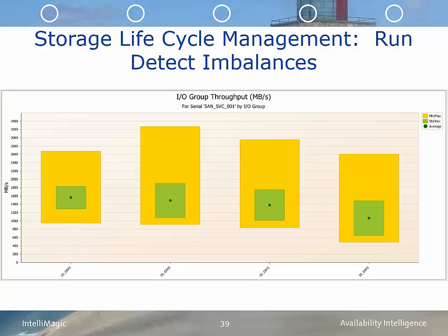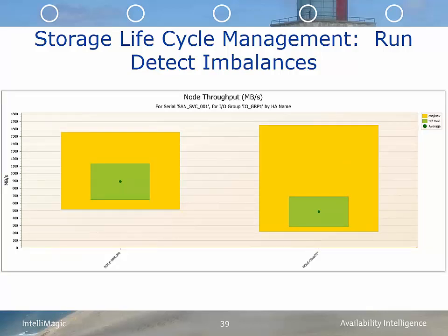In this case, we show how easy it is to manage balance in an IBM SVC environment. First, let's look at the I/O group throughput balance across my SVC's I/O groups. Each bar represents an SVC I/O group. The average is represented by the green dot, and the green rectangle represents the standard deviation, though in our newer chart this will be the 10th and the 90th percentile. The yellow rectangle represents the minimum and maximum values. You can quickly identify any imbalance.